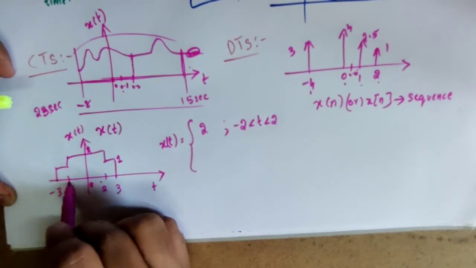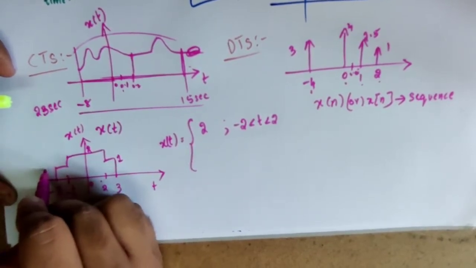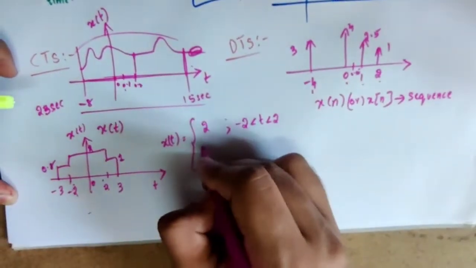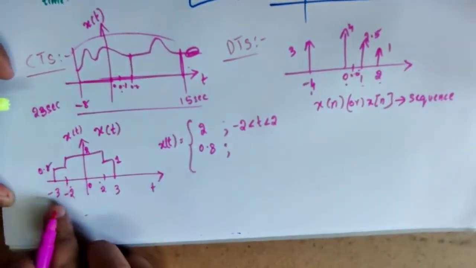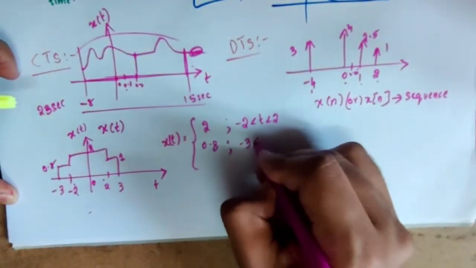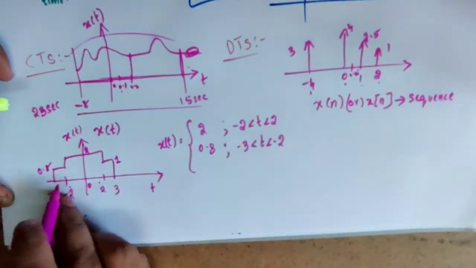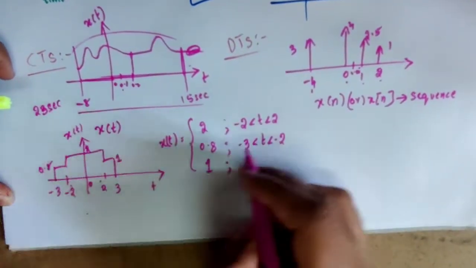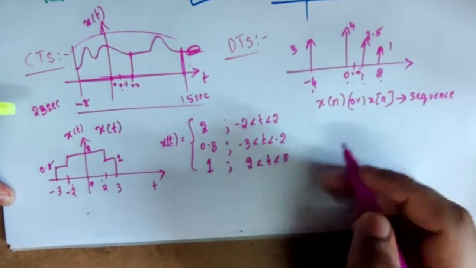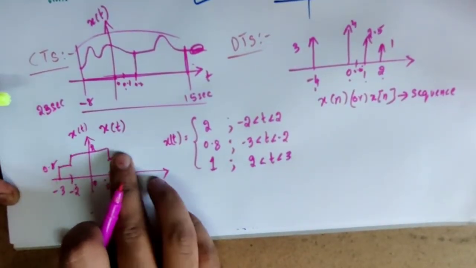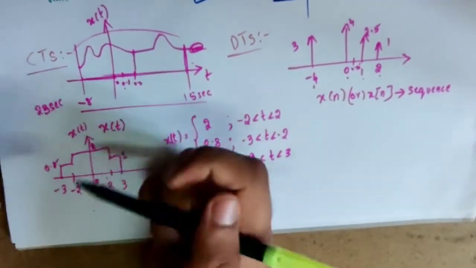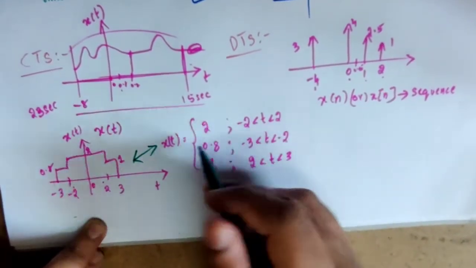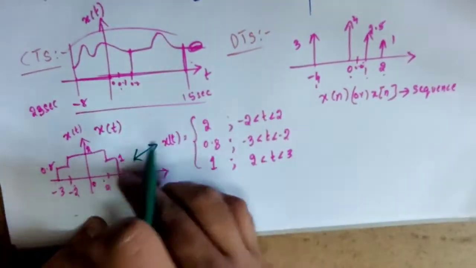In between minus 2 to 2, wherever you consider, the amplitude is going to be 2. And then let us consider this amplitude as 0.8. Again you have to write 0.8 for which interval of time? Minus 3 less than t less than minus 2. In this interval, the amplitude is going to be 0.8. And again the amplitude is 1 for which interval? 2 less than t less than 3. In this way, whenever you are given a signal, you have to write its mathematical form, and vice versa. If the mathematical form is given, then you have to draw the signal.